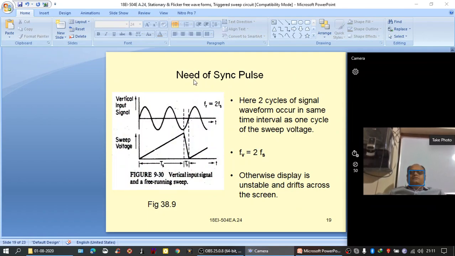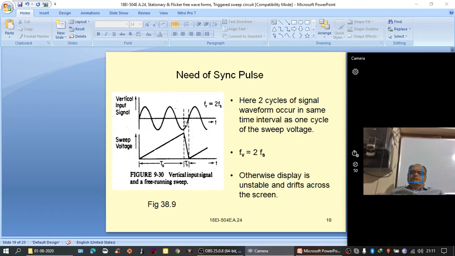Now, just see how syncing takes place. Need of sync pulse. Here, two cycles of the signal waveform occur in the same time interval as one cycle of the sweep signal. Two input signals and one sweep signal. Now, on the CRO screen, we will get one input signal fully, and the second input signal only a half cycle fully, and a portion of the negative half cycle.